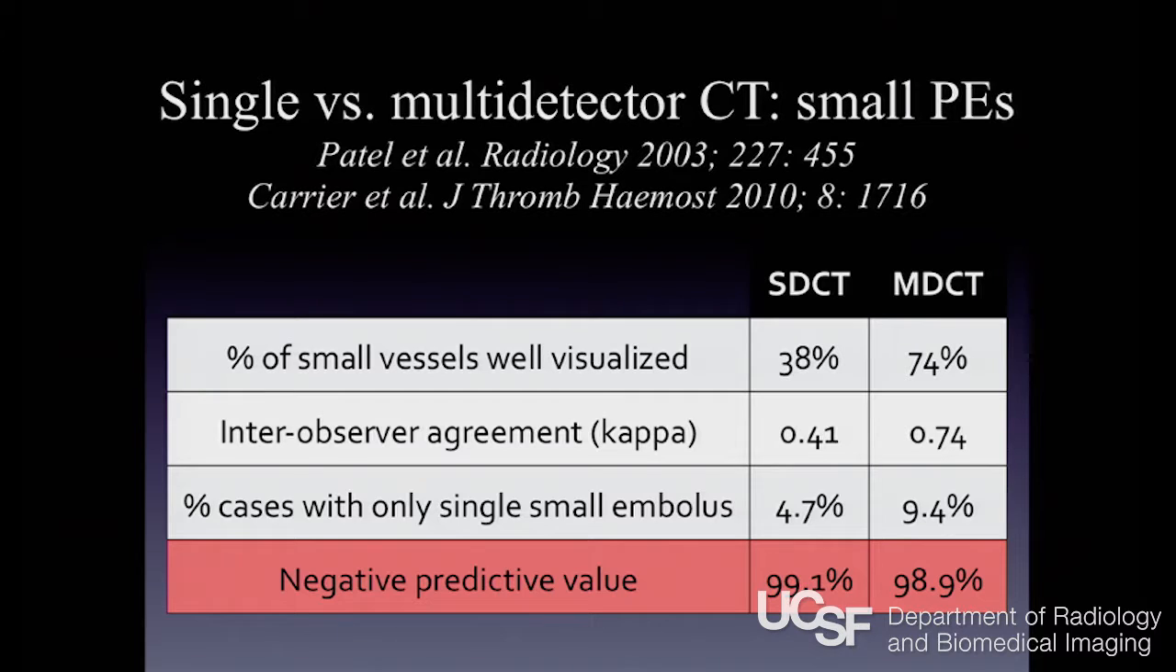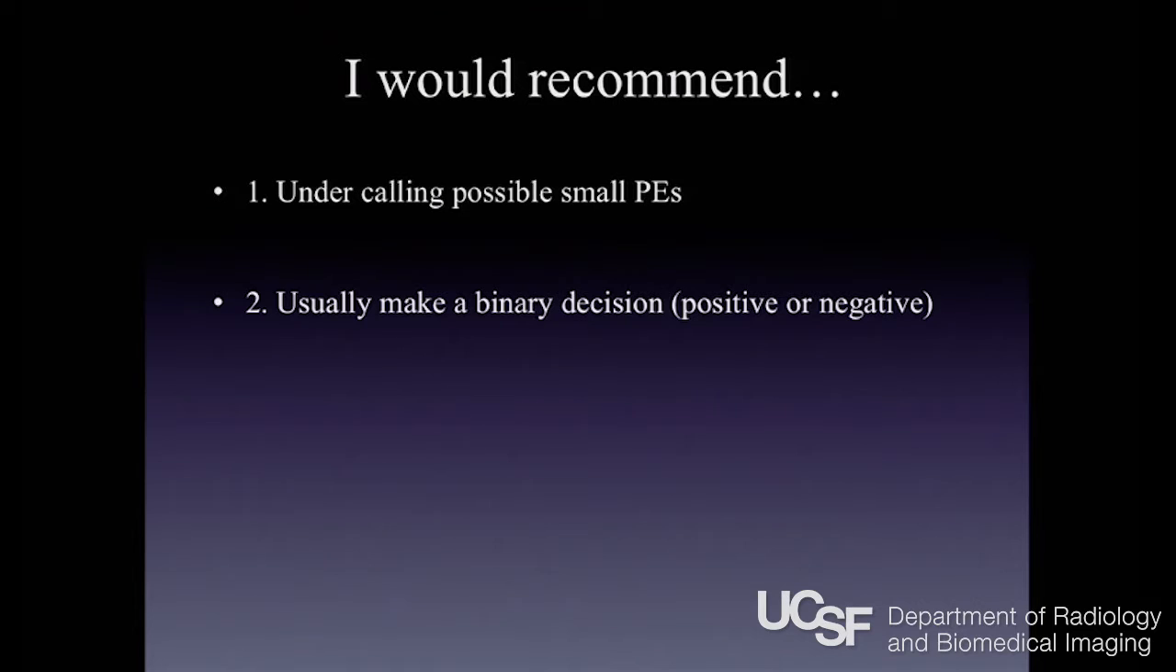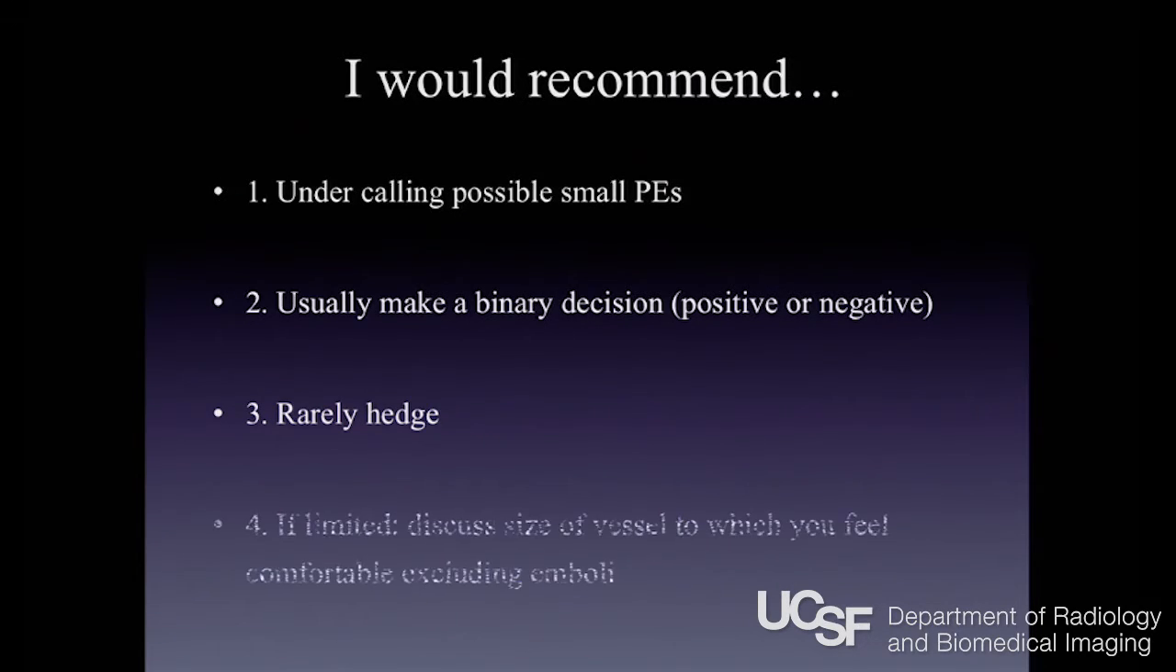So this is my sort of plug for small PEs probably don't matter, so we shouldn't overcall them. So I recommend undercalling these maybe questionable small PEs. We usually just say positive, negative. There's not a lot of, there's a questionable defect in a single vessel, not sure, blah, blah, blah. Just yes or no. Our ER physicians love a binary decision, and we give them that. We don't usually hedge.